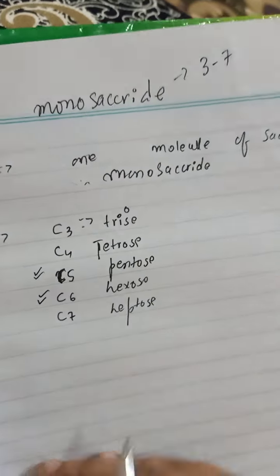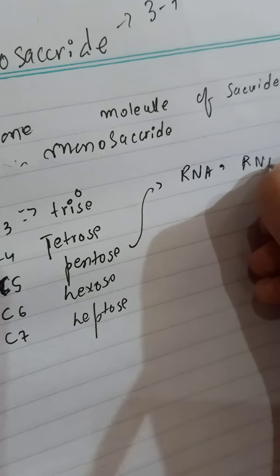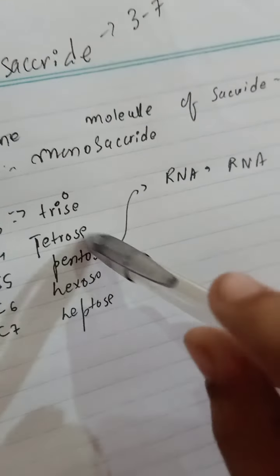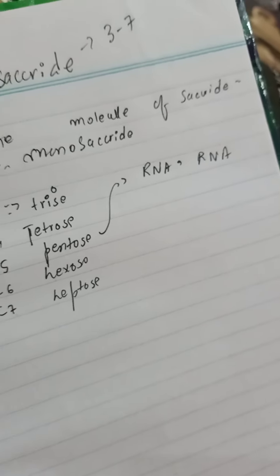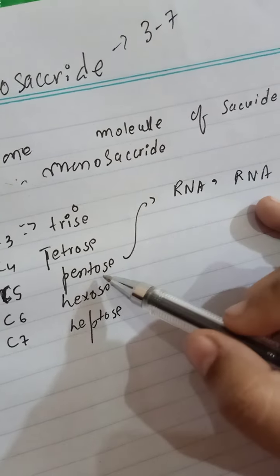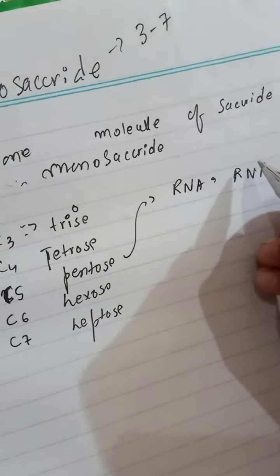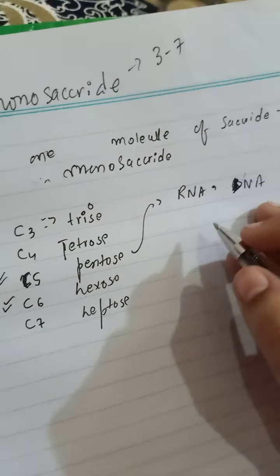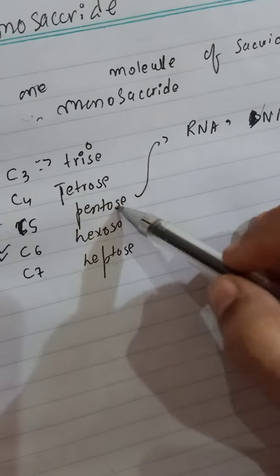Let's see, pentose sugar is in our RNA and DNA, and all living organisms like animals, plants, and bacteria have pentose sugar because they contain RNA and DNA. In RNA there is a 5 carbon sugar, and in DNA there is also pentose sugar. So these are present in all living organisms, and that's why pentose sugar is main.